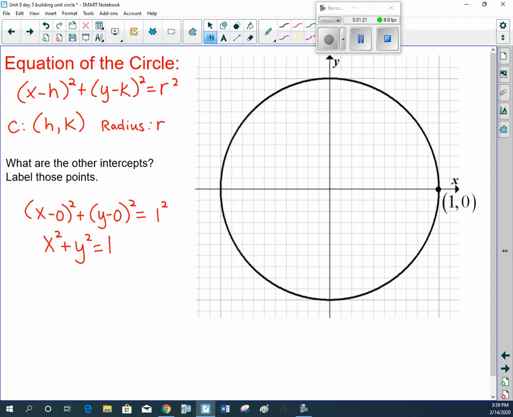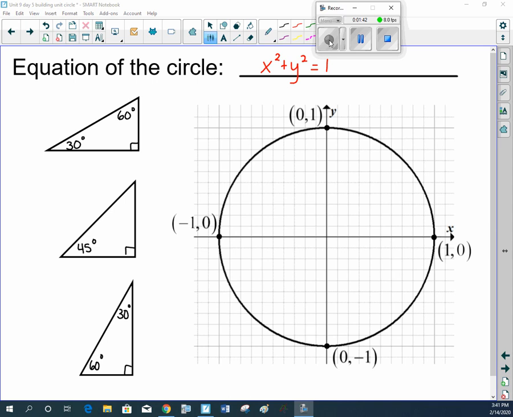So since it has a radius of 1 and we're starting at the center, we can go ahead and label all of the intercepts as we go around. So right here, this one's going to be (0, 1). This one's going to be (-1, 0), and down below is going to be (0, -1). Okay, so we've got our equation, we've got our intercepts graphed.